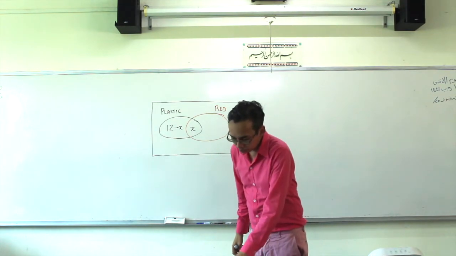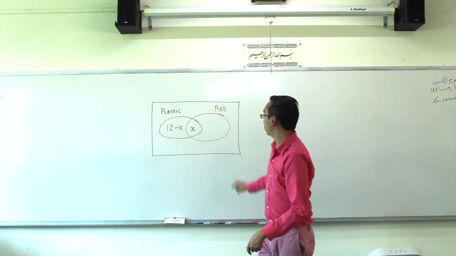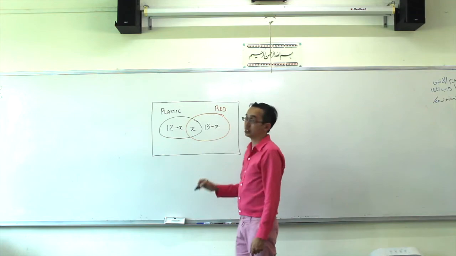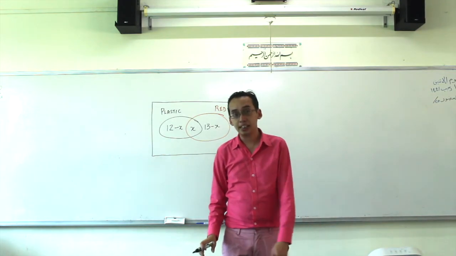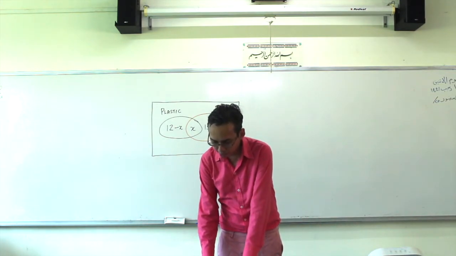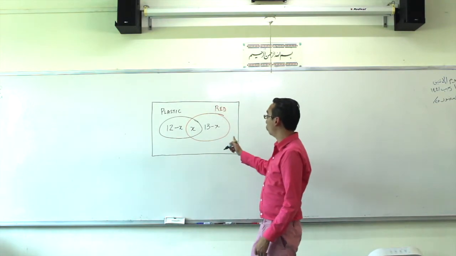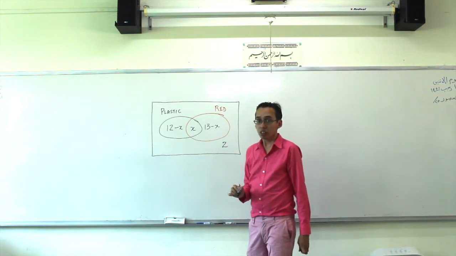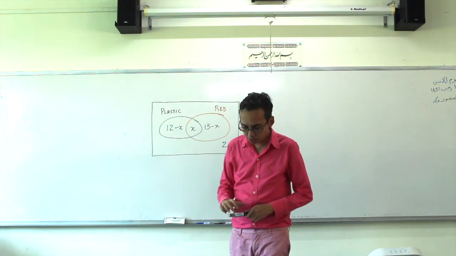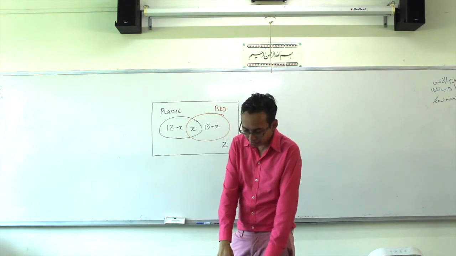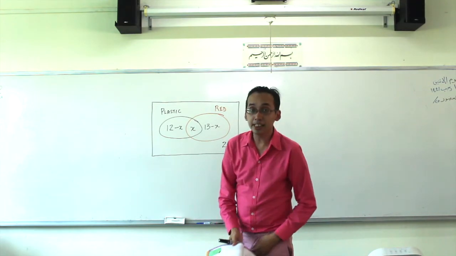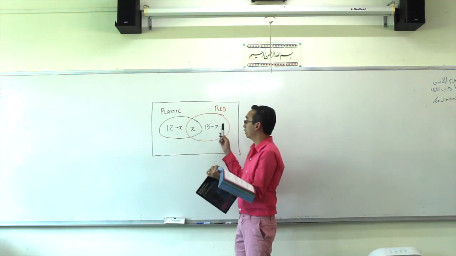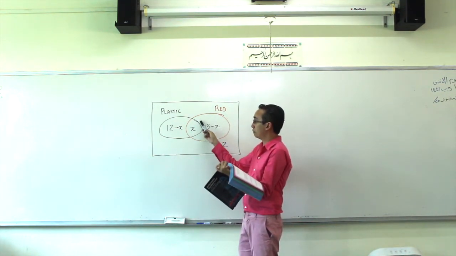Similarly, you'll do the same. 13 are red, so this part will be 13 take away x. Don't forget, there are also 2 that are neither red nor plastic. So the 2 should not be here, it should be outside. So we have done up our Venn diagram. Now let's look at the question. They say, find the probability that it is a red plastic toy. A red plastic toy will be this one.